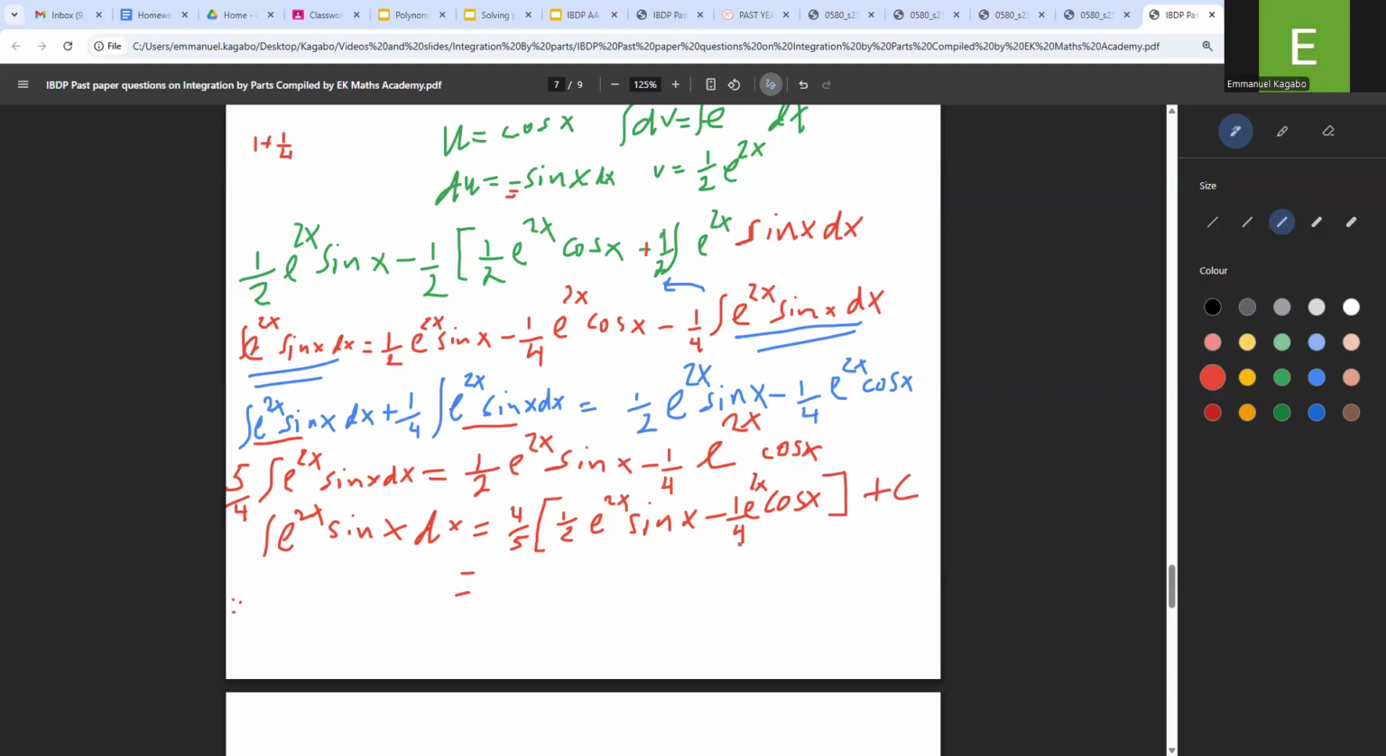I can keep it like that, but I want to multiply because I can see this 4 and this 2, they can simplify. Let me open the bracket. So when I open the brackets, I'll get the 2 over 5, guys, because it will give me 4 over 10. So when you simplify, this one and this one, I multiply with 2. Then e power 2x sine x altogether here.